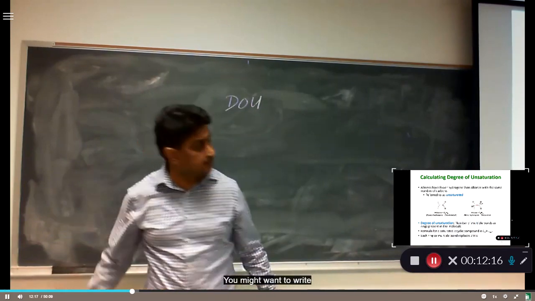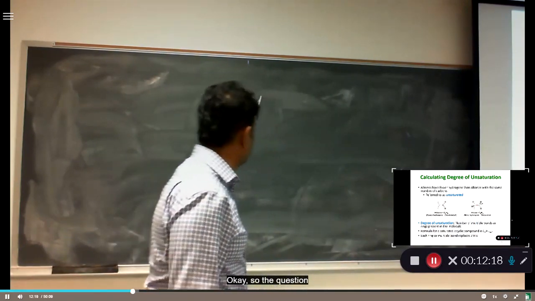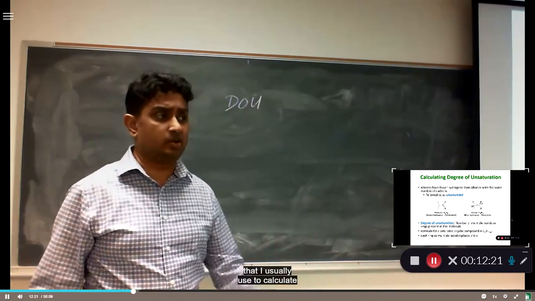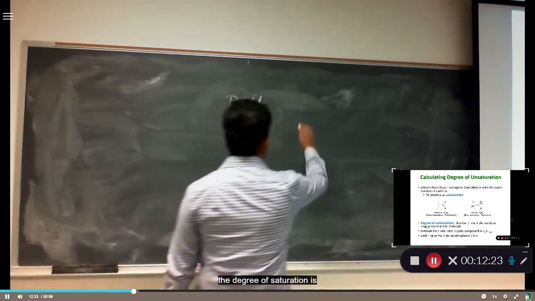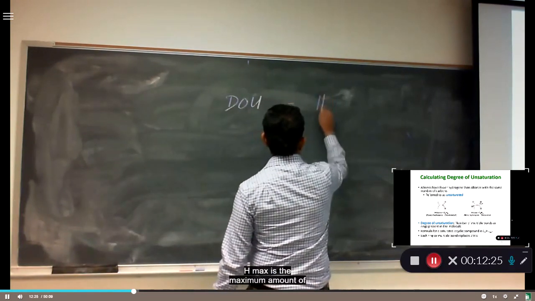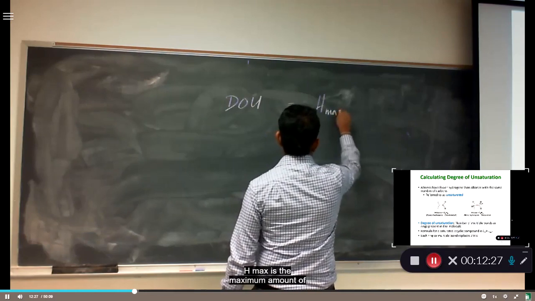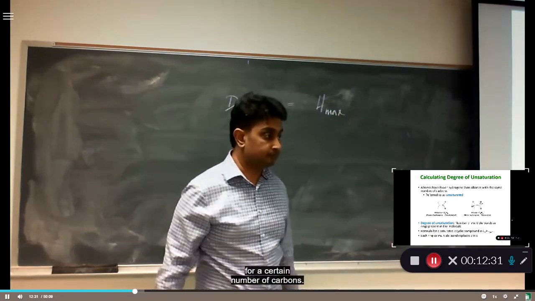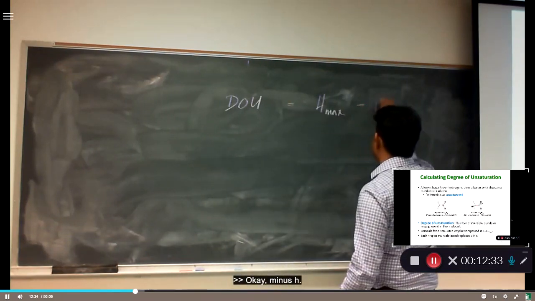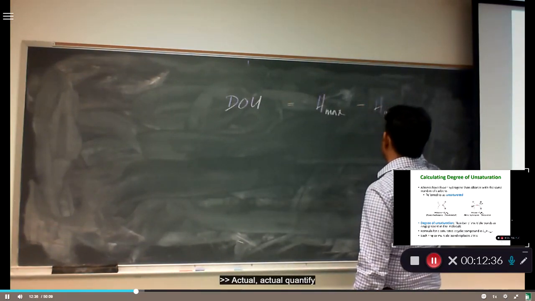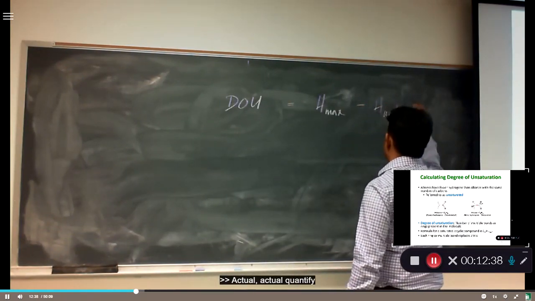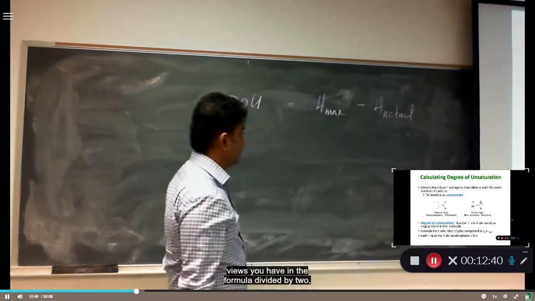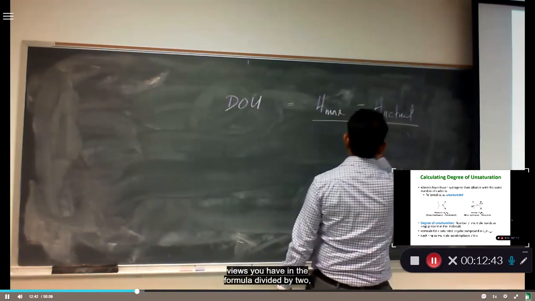You might want to write this down in your book. The equation that I usually use to calculate the degree of unsaturation is Hmax, the maximum amount of hydrogens possible for a certain number of carbons, minus Hactual, the actual amount of hydrogens you have in the formula, divided by 2.